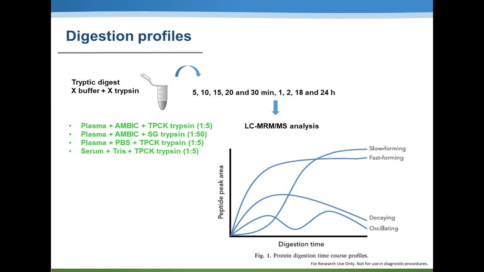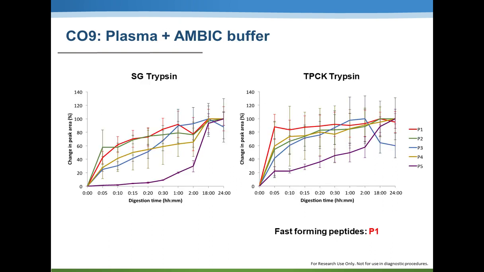Peptides can have very different digestion profiles and display very different patterns. They can be slow forming, fast forming, decaying, or sometimes have these unusual profiles with the signal going up and down and up and down again. The peptides which are fast forming are the ones that we are looking for, which are best for the development of a rapid assay.